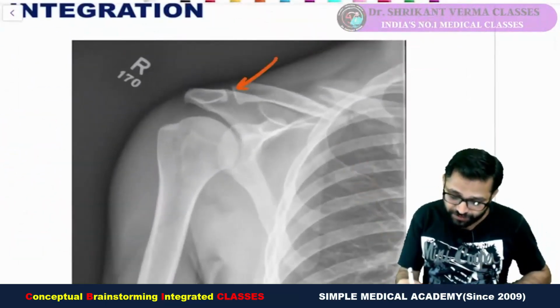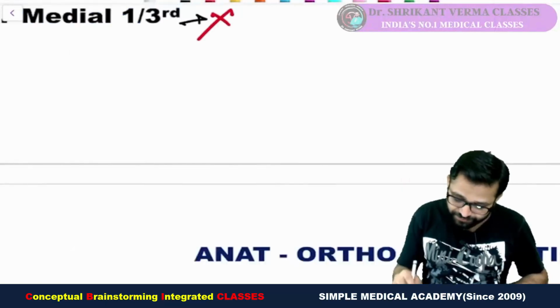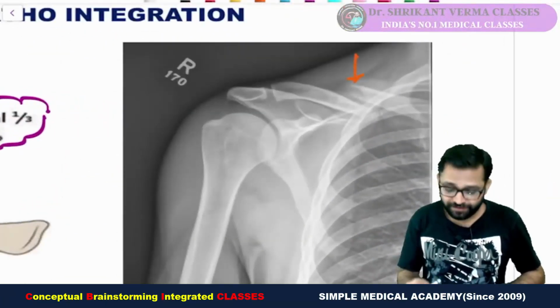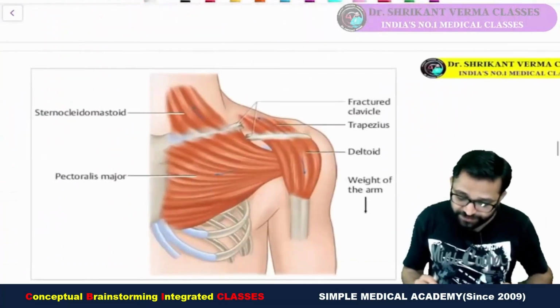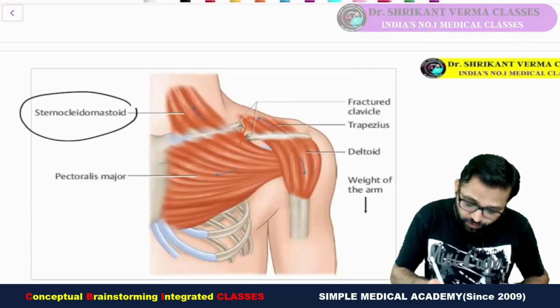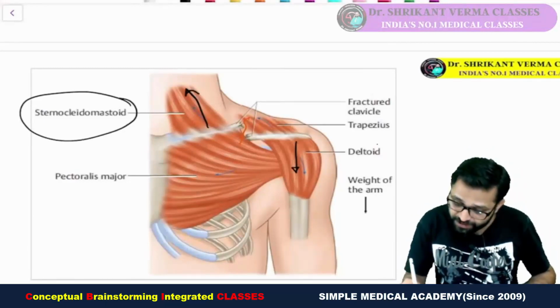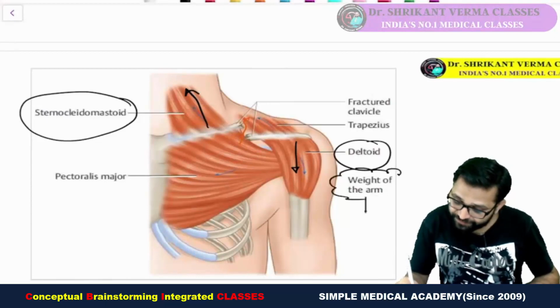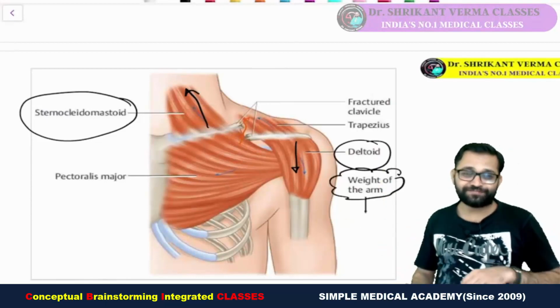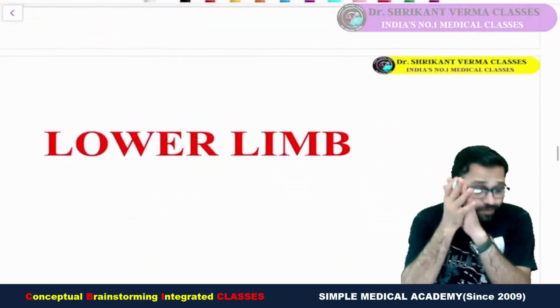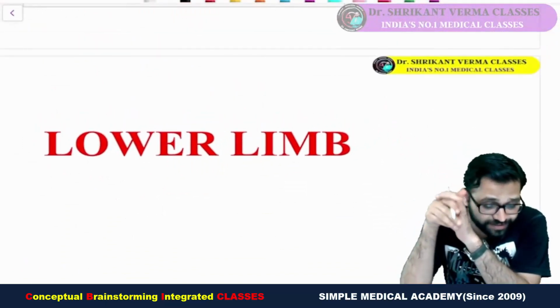Okay, so getting the point, this is your clavicular fracture case. You can observe here. You can see when there is a fracture, the sternocleidomastoid pulls the medial side upward, while the lateral part is pulled downward due to gravity and the deltoid. Okay, now that was the discussion about the upper limb. Getting the point, beta? Fine.